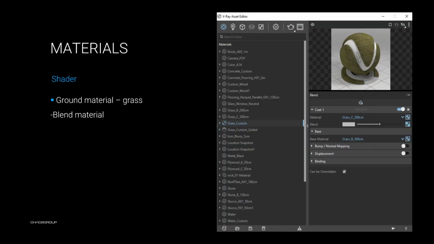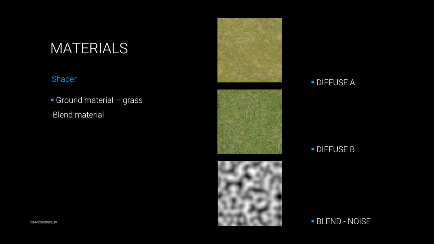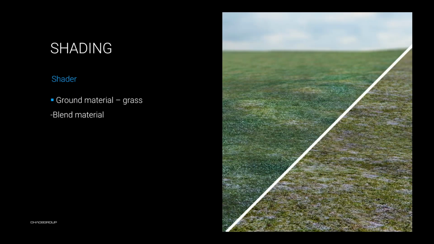Let's see first the ground material. The ground material is a combination between two diffuse textures. Basically, it's a blend material. Here we can see the two diffuses, diffuse A and diffuse B, and I'm mixing them with noise, which will make some diversity or variety of the material. Here we can see that when we mix both of the textures, we have some different areas with the grass for the ground.